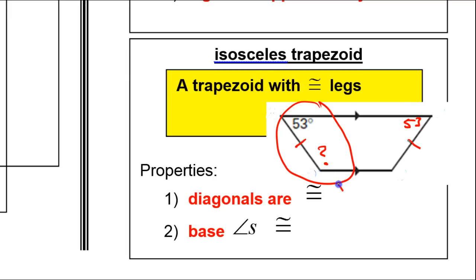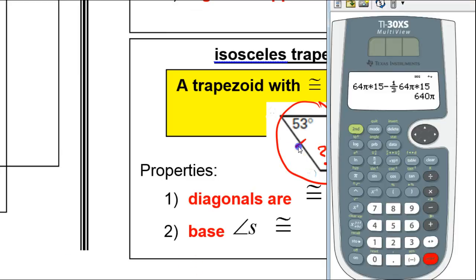Diagonals are congruent. That's true, but the leg angles here together, is that the same as 180? Yeah, these have to add up to 180. Okay, so how could I find the missing one? 180 take away 53? Exactly. 180 take away 53.